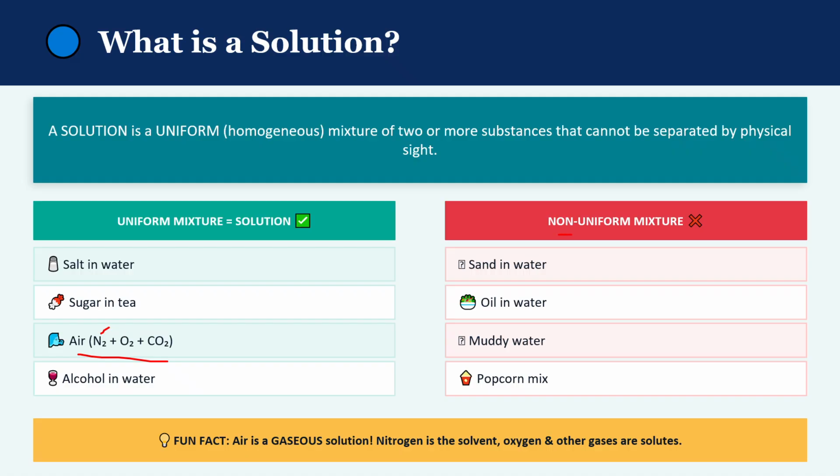Now, think about this. If we mix sand in water, is that a solution? No, it is not, because sand settles at the bottom and does not mix uniformly. That means it is a non-uniform mixture, not a solution.